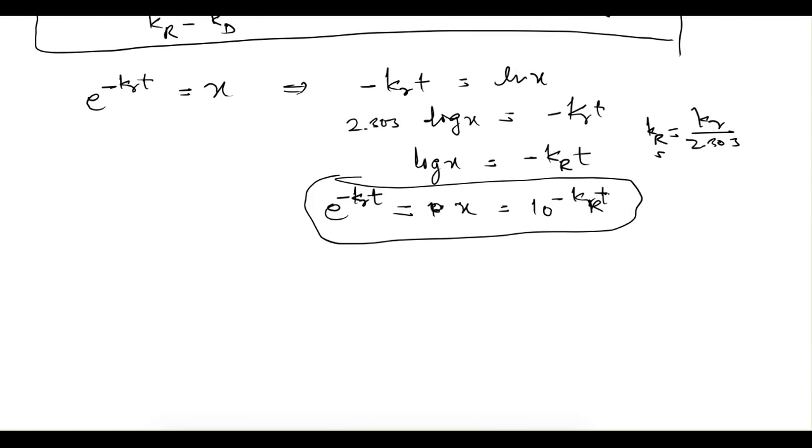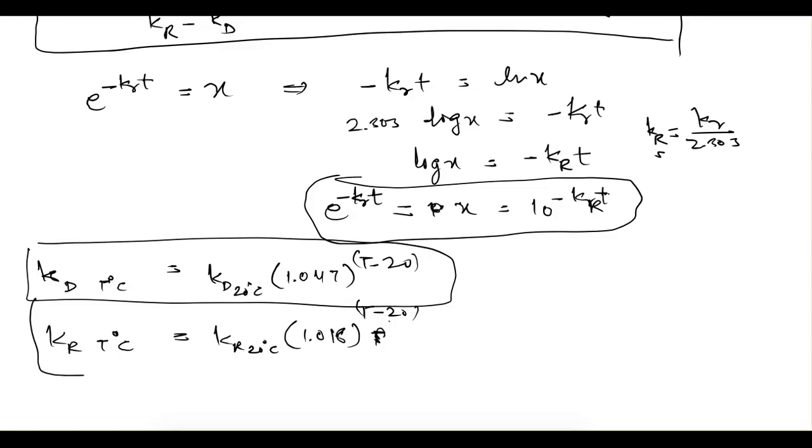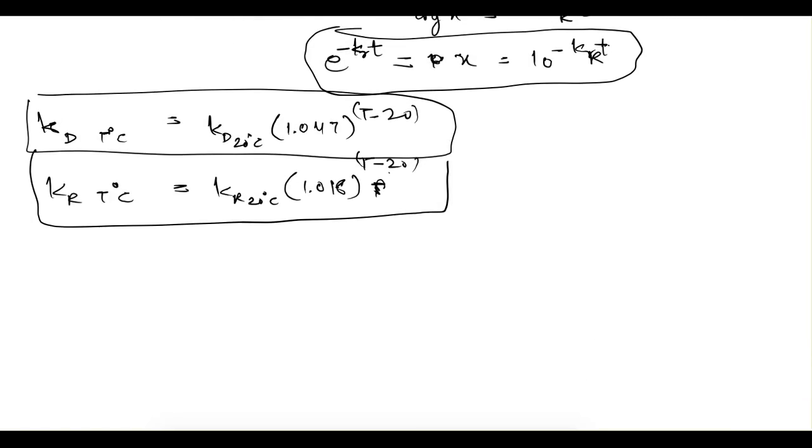Now the value of kd, if it is at a temperature other than 20 degrees Celsius, kd at T degrees Celsius, this we have already seen, is kd at 20 degrees Celsius multiplied by 1.047 to the power T minus 20. Similarly, kr at T degrees Celsius is kr at 20 degrees Celsius into 1.016 to the power T minus 20. So these two equations can be used to find out the value of kd and kr at any temperature other than 20 degrees Celsius.